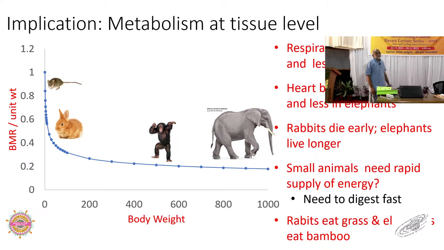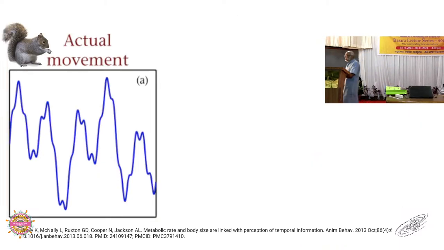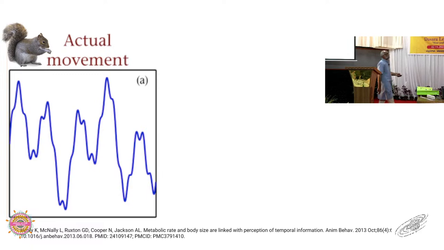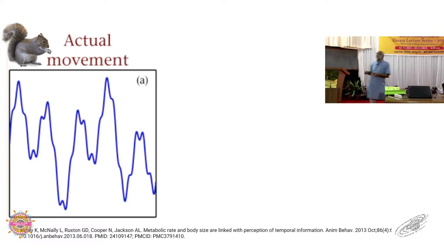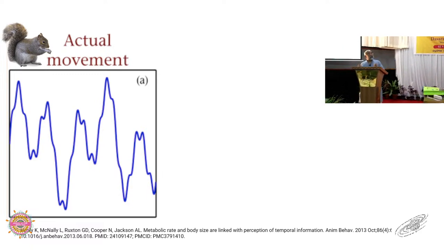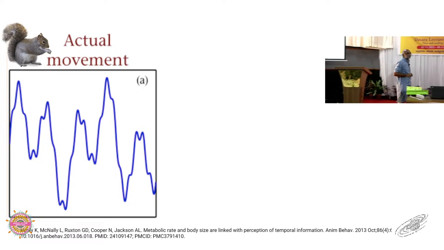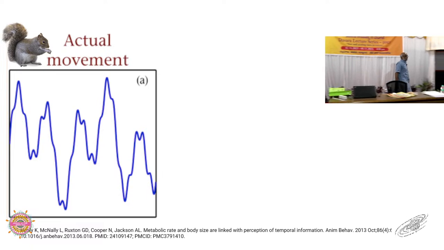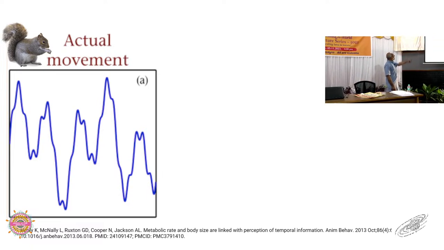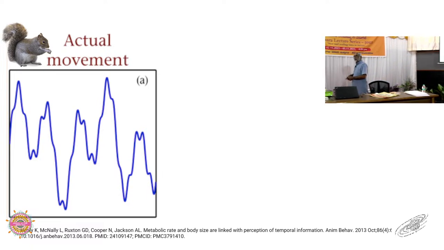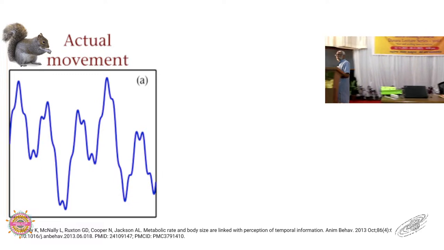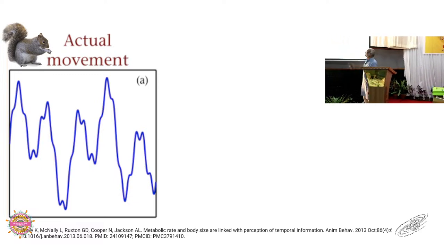I will skip that. Because 15 minutes, I will take another 2-3 minutes here. Because small organisms are very fast and active, they also have to perceive things very fast. Take for example a squirrel, and let us say this is a movement of the squirrel. The graph that I have shown here, imagine it is a path of a squirrel.